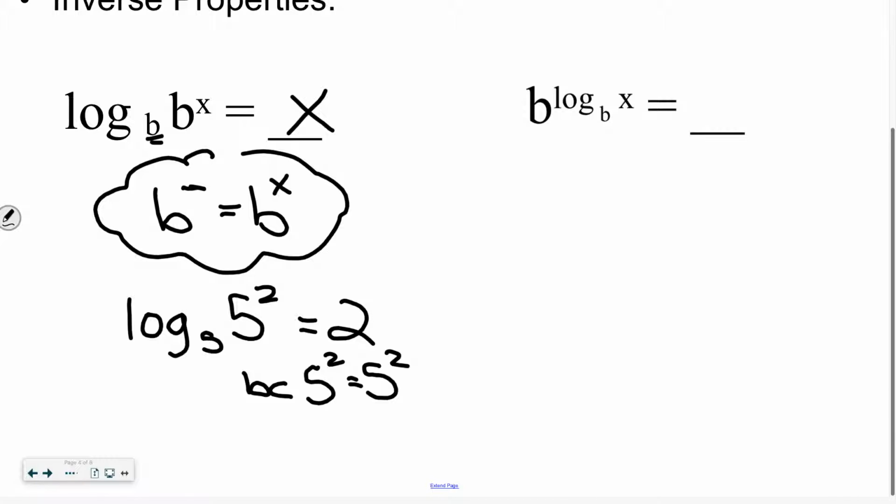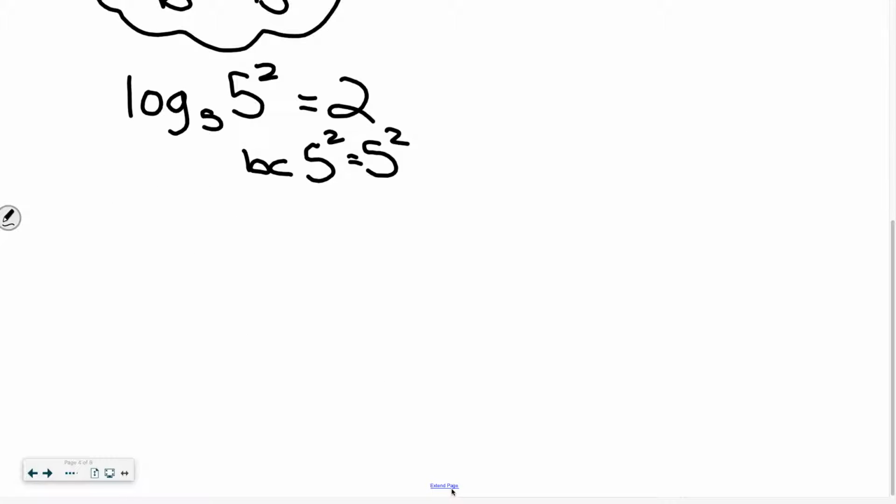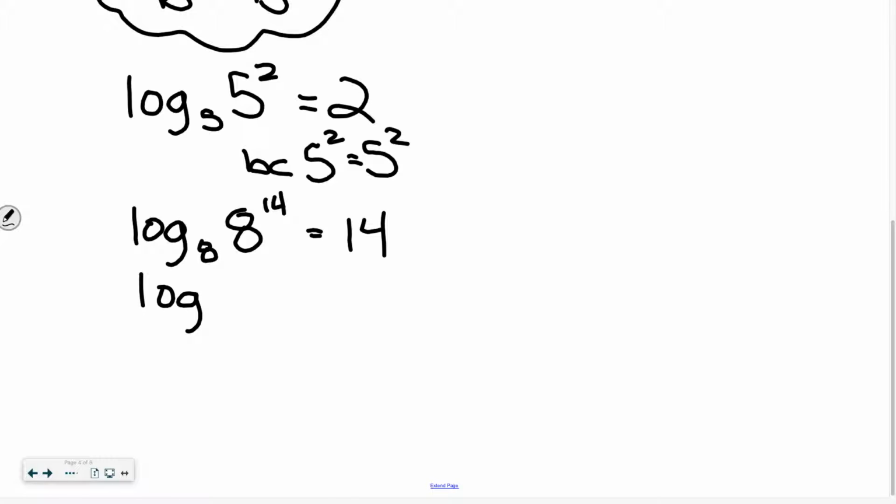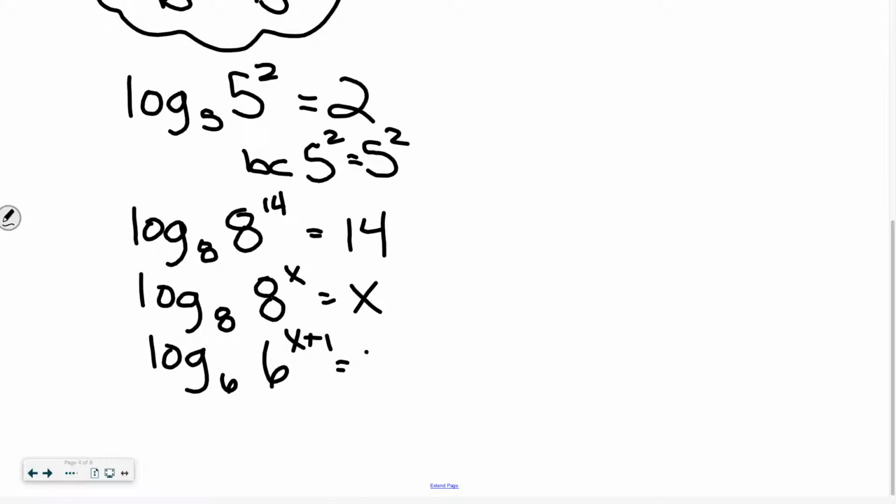Okay, so let's try another one. Let's say the log base 8 of 8 to the 14th. The answer is 14. The log base 8 of 8 to the x is x. The log base 6 of 6 to the x plus 1 is x plus 1. It just equals the exponent. Everything cancels out. Now let me put a harder one up here.